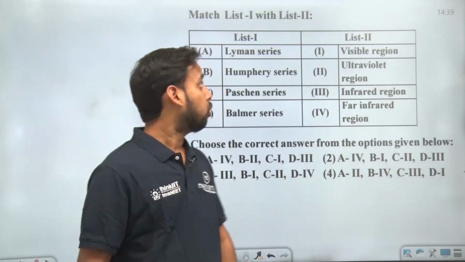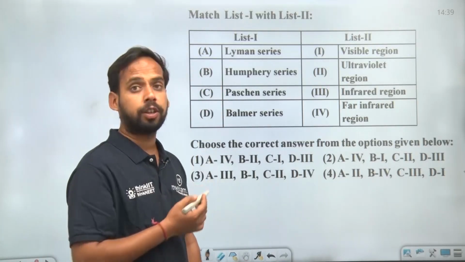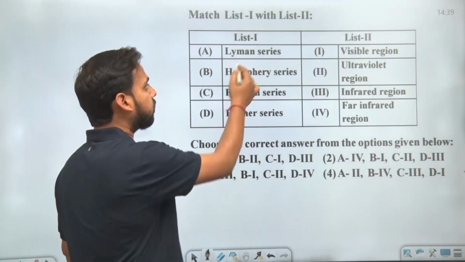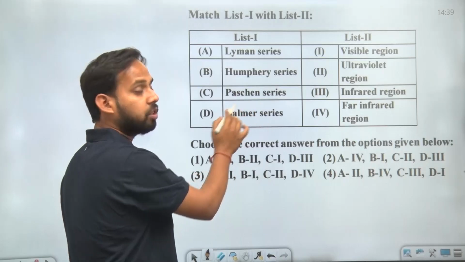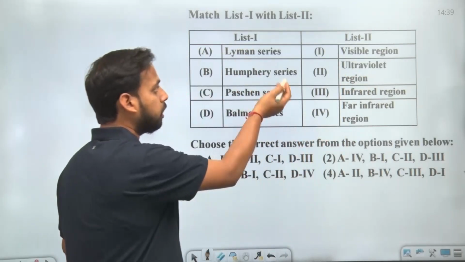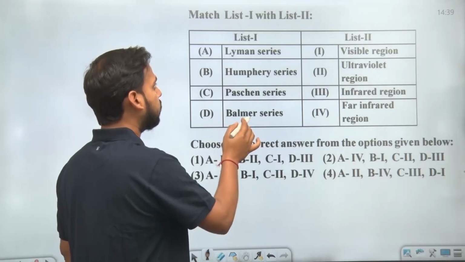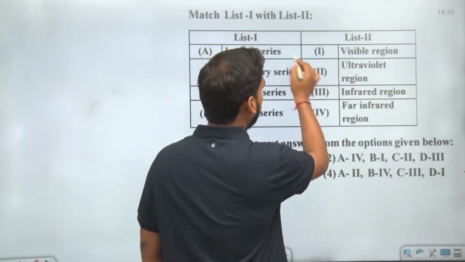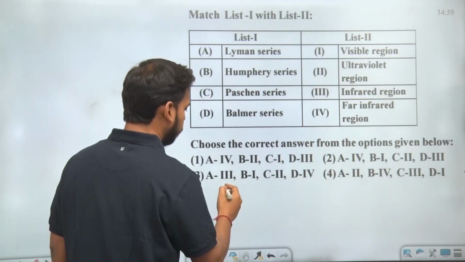Hello students, so the question here is match list 1 with list 2. In list 1, we have a series: the Lyman series, the Humphrey series, the Paschen series and the Balmer series. Similarly for list 2, we have the regions in which these series lie. So we have to match these. The Lyman series lies in the UV region.